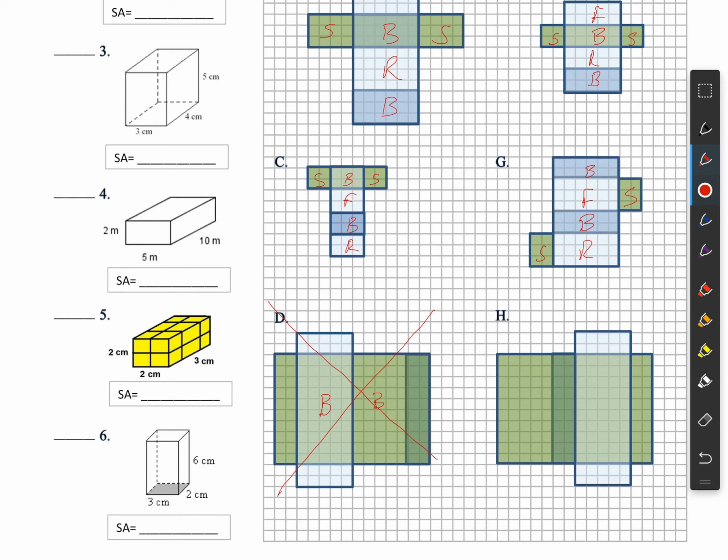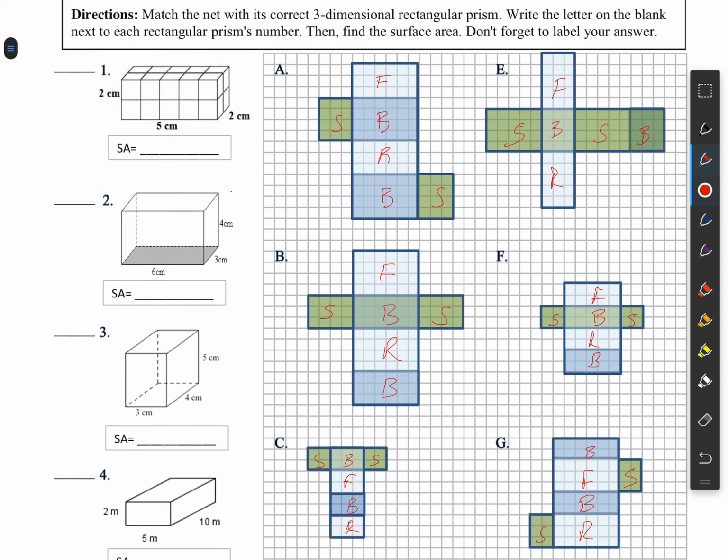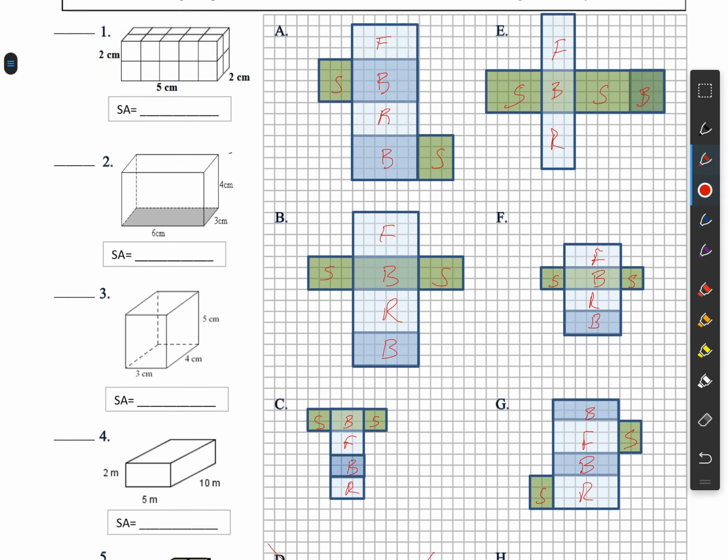And then for H, we're going to take this as our base. These are our sides. Okay, and then this should be our rear. I'm going to take this as my front, and then these as my sides. Okay. So now we're going to go through.